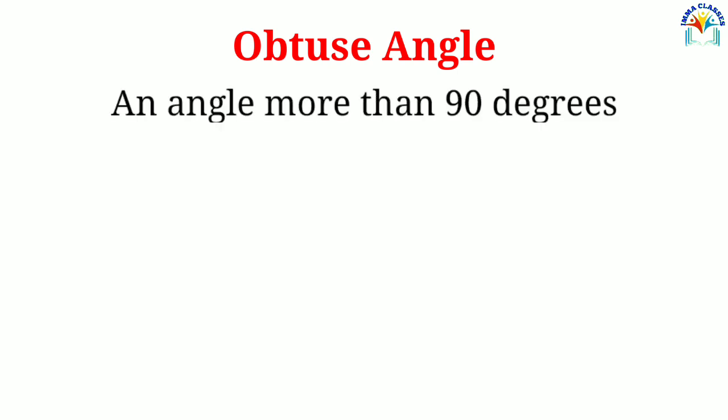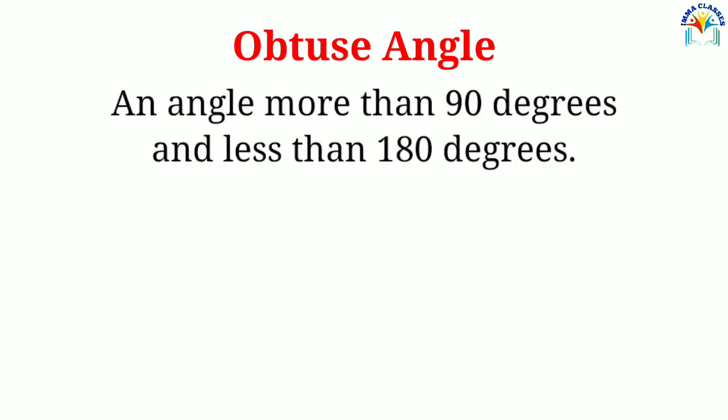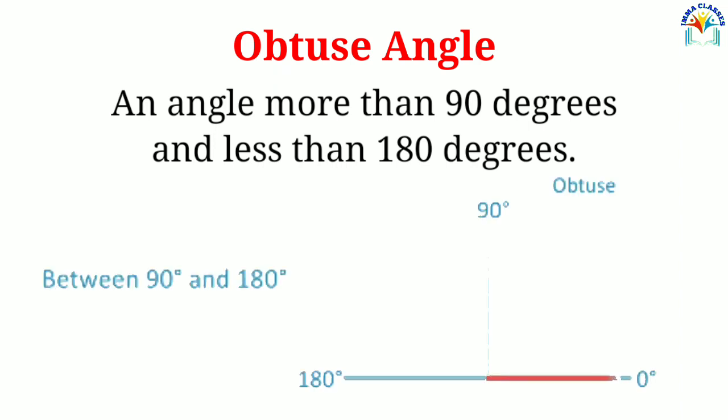Number 3. Obtuse angle. An angle whose measure is more than 90 degrees and less than 180 degrees is an obtuse angle. The angle of 95 degrees is an obtuse angle. The angle of 100 degrees is an obtuse angle. The angle of 150 degrees is an obtuse angle. The angle of 179 degrees is an obtuse angle.